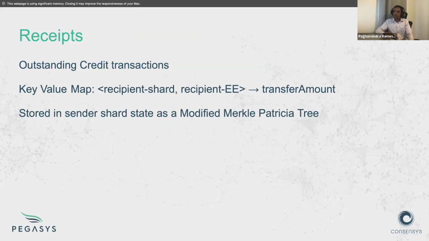Before going through this proposal, let's understand more about the way receipts are used in this approach. As I said, receipts are nothing but outstanding credit transactions. They are stored in the sender shard as a key value map, key being the recipient shard and the recipient execution environment, and the value being the transfer amount. So it is stored in the sender shard state as a modified Merkle-Patricia tree.